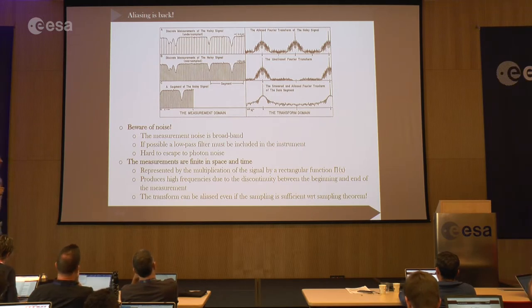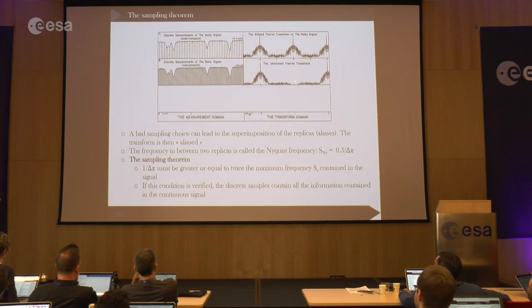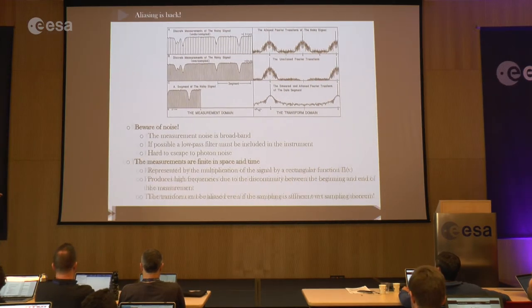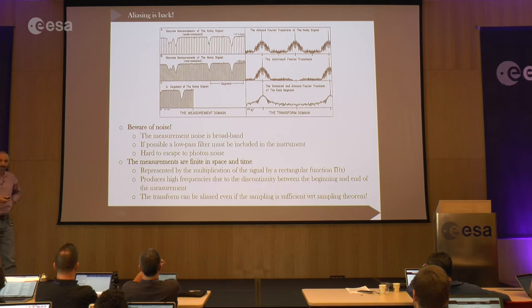The noise is generally broadband. It's sometimes very hard to sample quickly enough to have a non-aliased signal. So if possible, you should actually low pass your signal, and that's okay because it's only noise in that region, but it's hard to escape photon noise. If you are considering photons, it's very broadband, and you will have some aliasing somewhere.